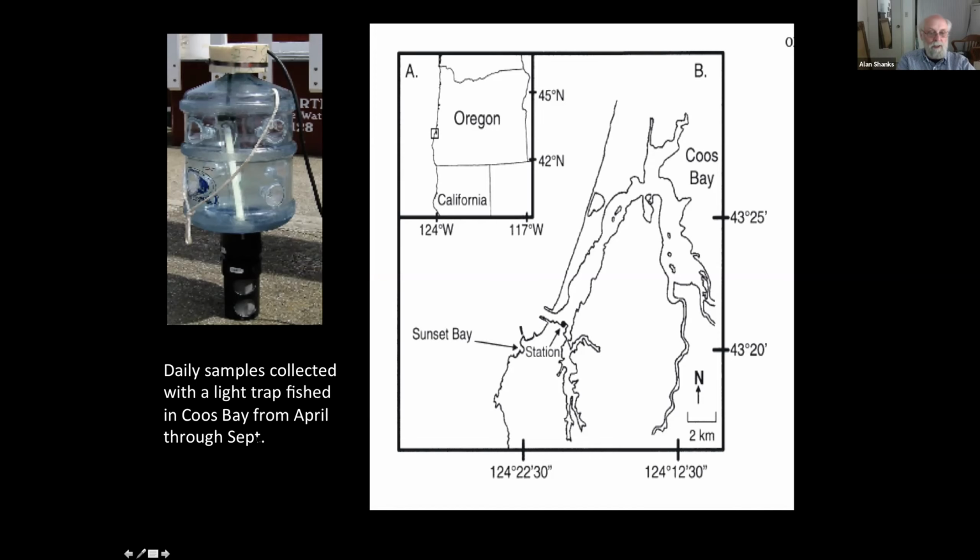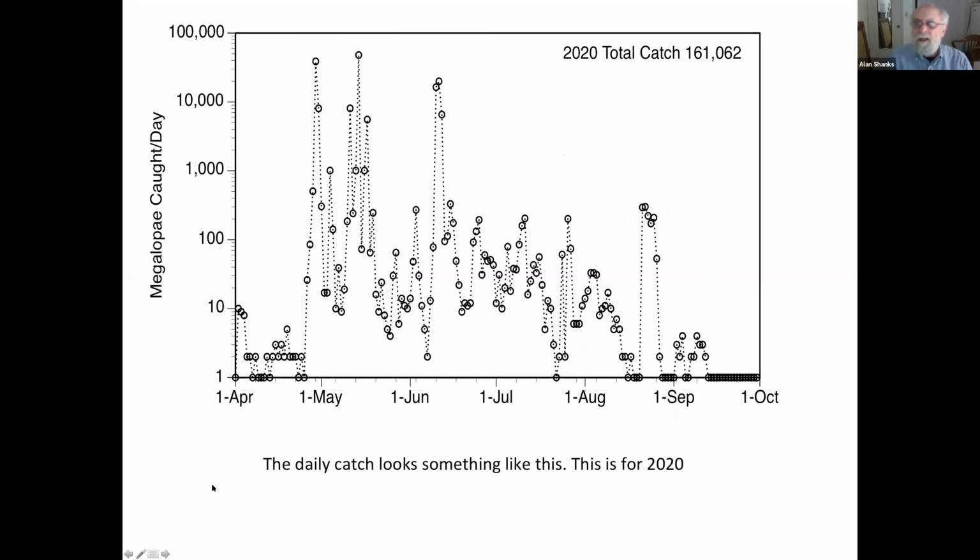And we do this from the beginning of April through September, which is the period of time when they return back to the Oregon coast. This is what a daily data set for a year looks like. This is last year, 2020. They started coming in at very low numbers in April, and around the beginning of May, they just came in gangbusters, with tens of thousands caught per day.